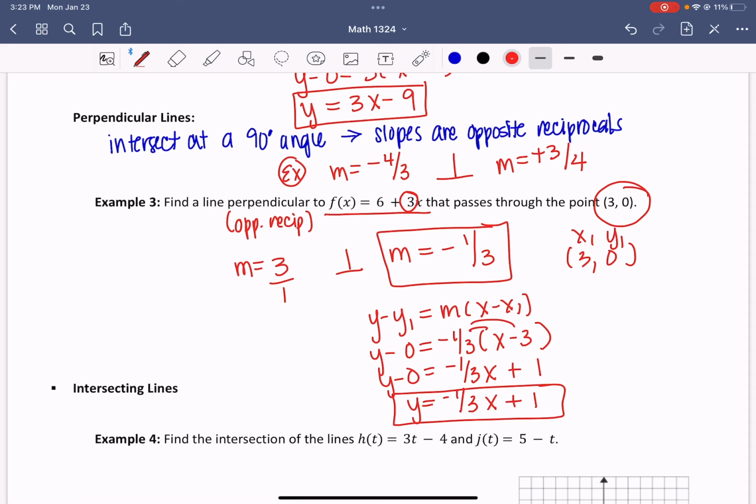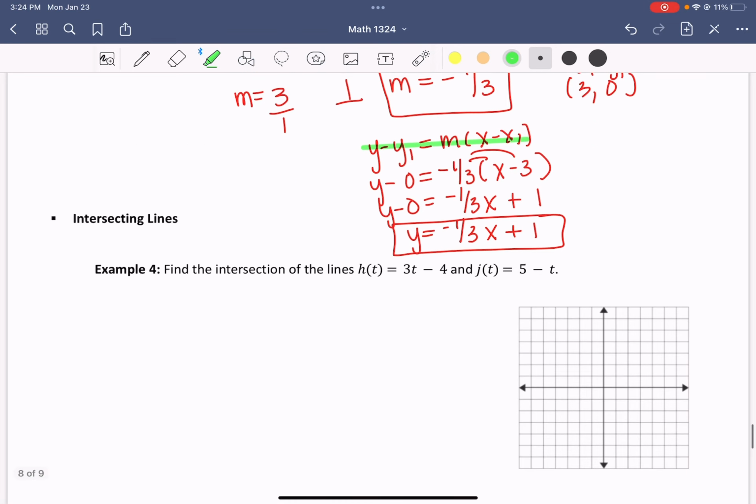So you can see the process for both of these examples is exactly the same. It's just a matter of identifying what slope and information you have. Again, because it's perpendicular, we're going to be using opposite reciprocals, and then also remember how to create an equation of a line.